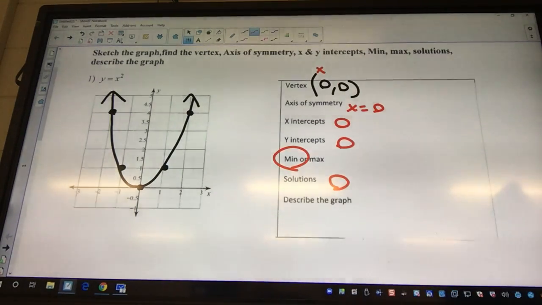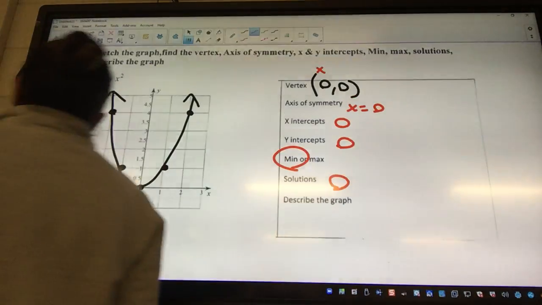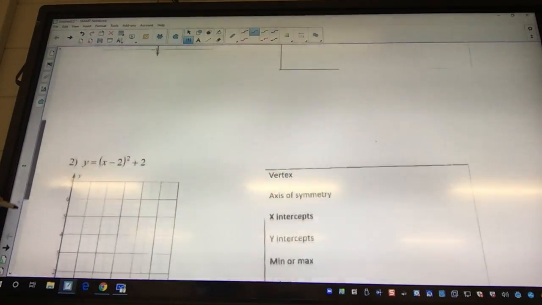And then describe the graph. Nothing. None. There's no shifting going on. It's the mommy and daddy graph. And for not available, I just put an X. That's fine.